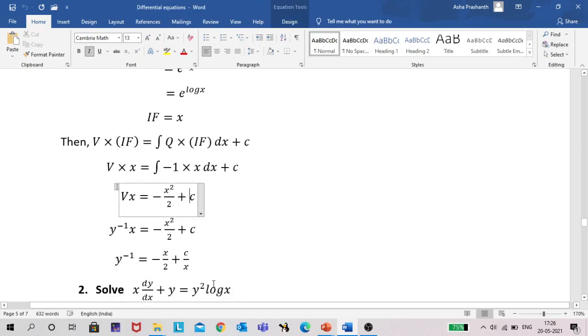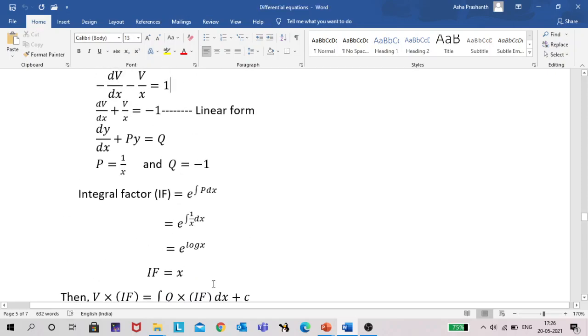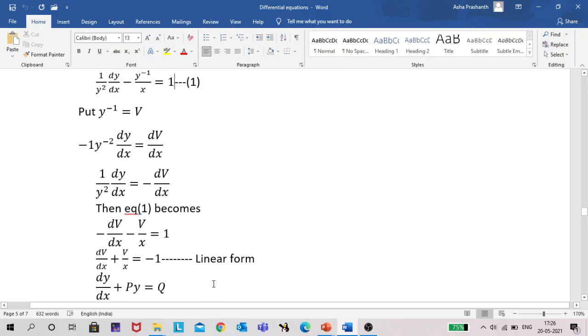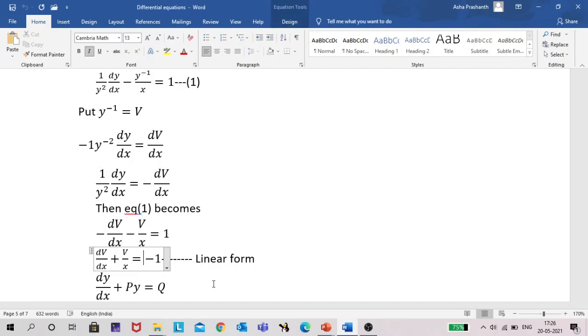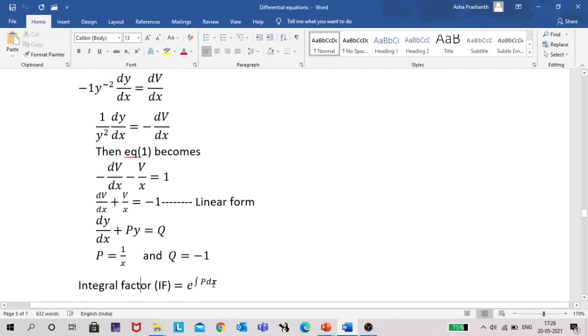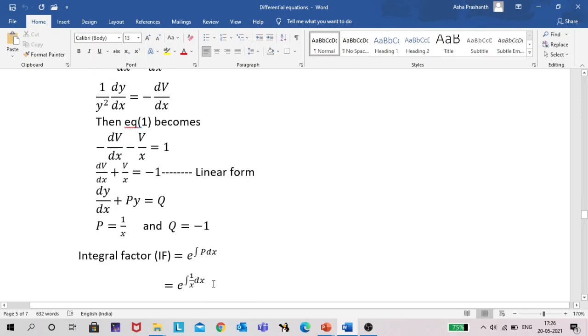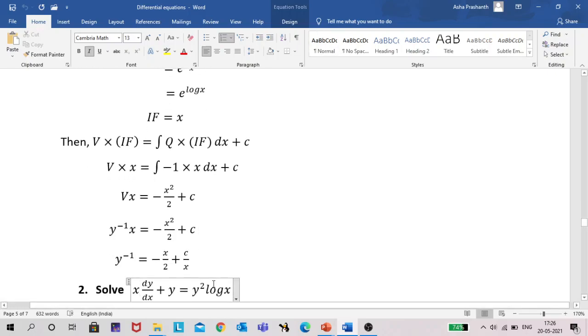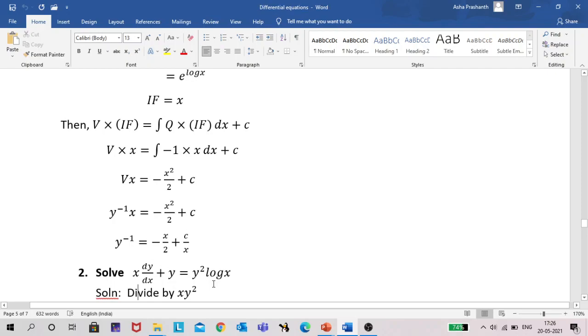Got it? So what we did: first we divide the whole equation by the q coefficient. After dividing, we take the p coefficient as v. Then you can replace it and reduce to standard form. After reducing to standard form, you can write the p and q values. After that, you write the integral factor. After that, you can find the general solution. The given equation, first you reduce to linear form. After that, as usual, you find the integral factor and the solution. Clear? Okay.